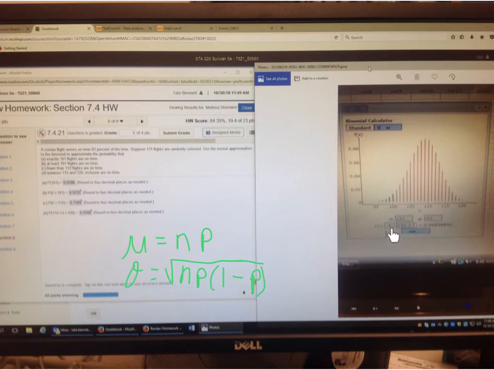And it looks like you are using the correction factor correctly. When you do the normal calculator, you actually, I don't think, would do that with the binomial calculator.